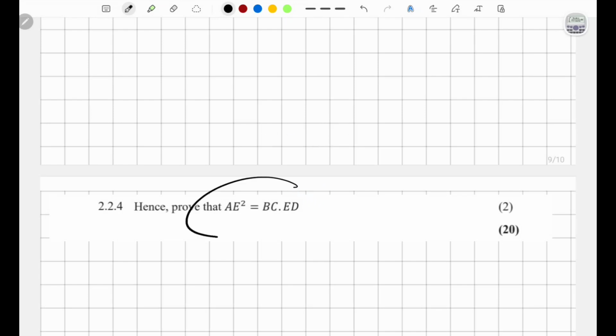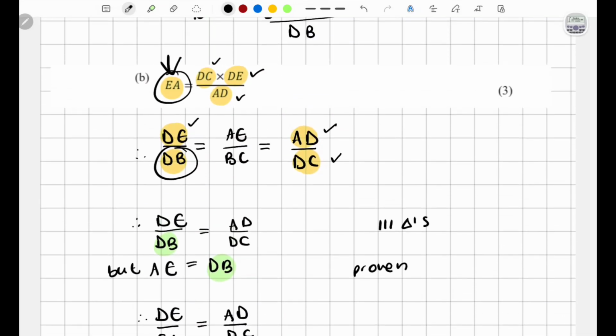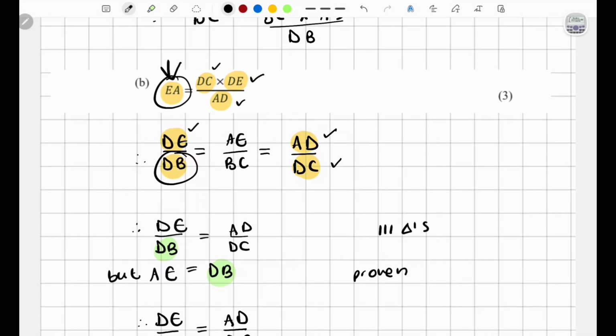again, it seems like they're using the proportions of that triangle. So if I pull down those proportions, let's see what they have. You see the proportions, we have BD here and we have AE here as well. And we know that those two are equal and they had AE squared. So we're just going to replace DB with AE. So clearly in this one, we're using the first and the second proportion. So they're really just playing around with the proportions.